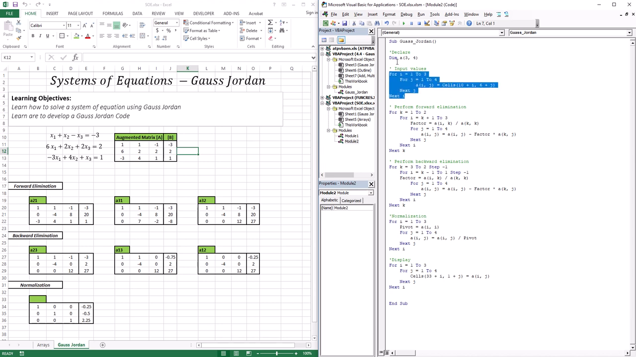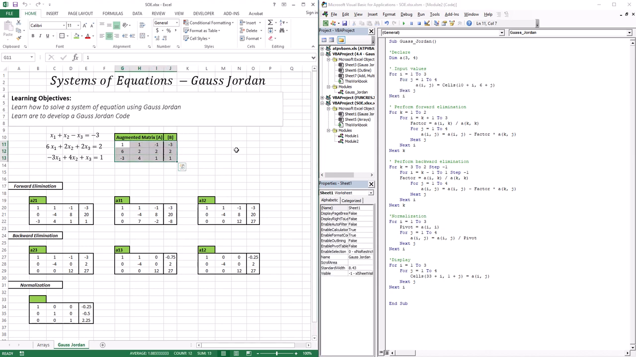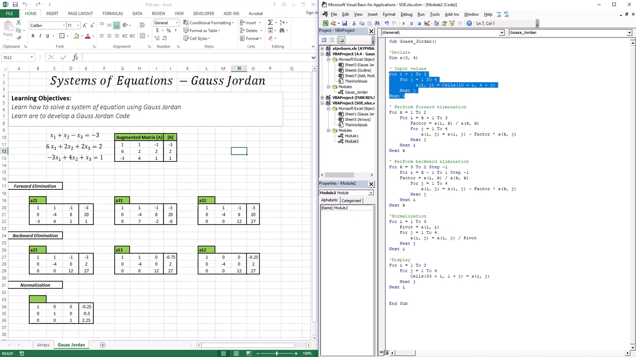Much like we did with the Gauss elimination, the first thing is to input our values inside this array by referencing those cells and columns. So it's going to be A, I, J, and this is going to start at the 11th row, so 10 plus I, and at the 7th column, so 6 plus J. So this code is to input the values.